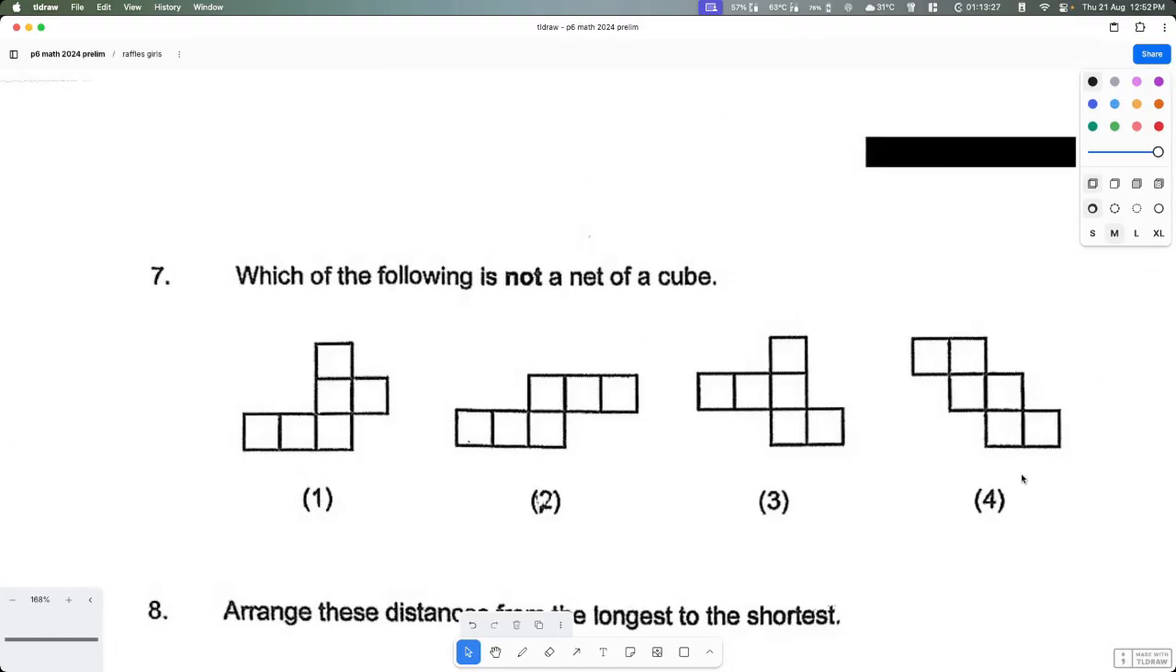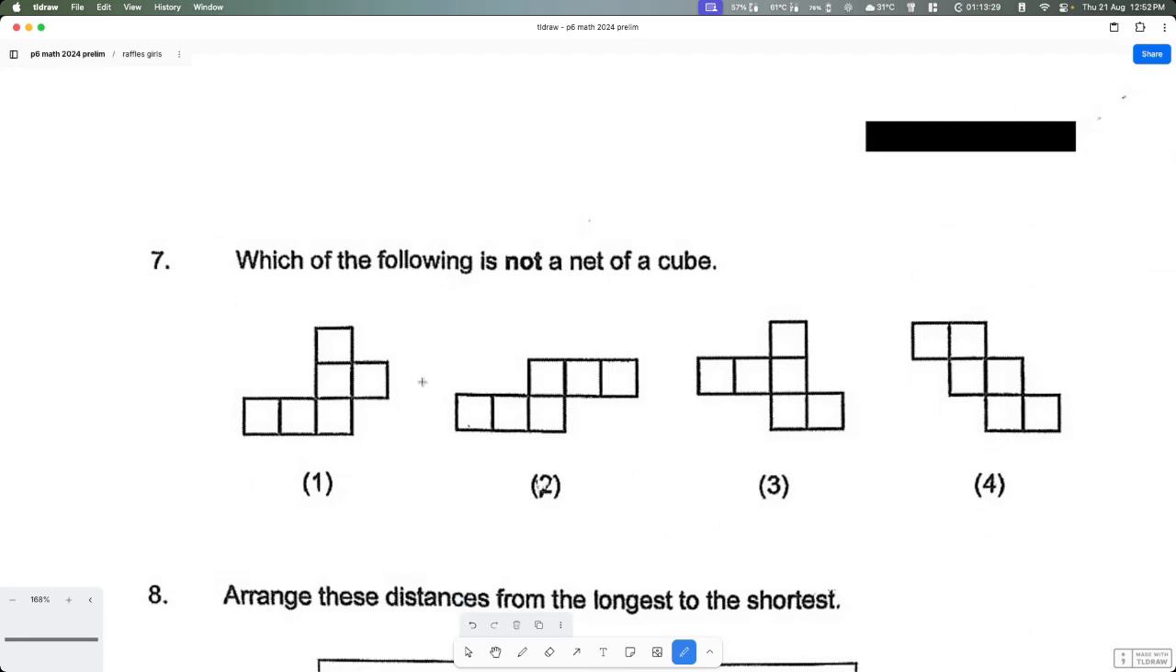Question number 7. It says here, which of the following is not a net cube? So you kind of have to remember what is not a net cube. But if you remember what is a net cube, then that's great. So for 7, we know that 4 is correct.